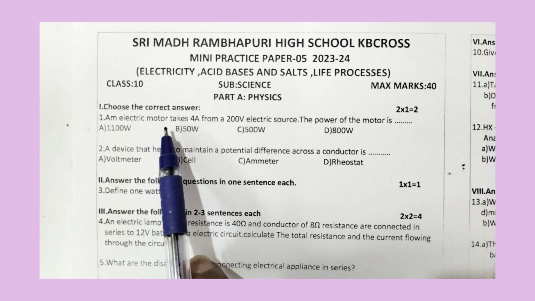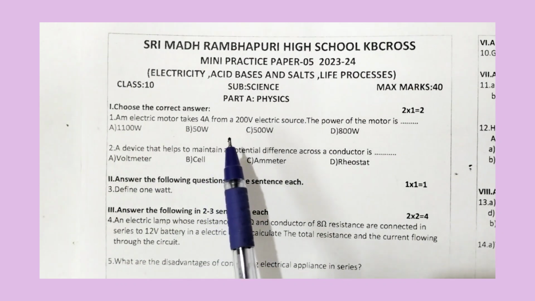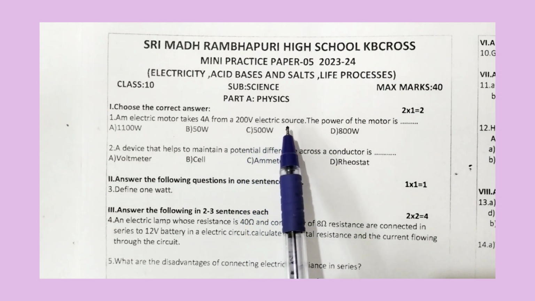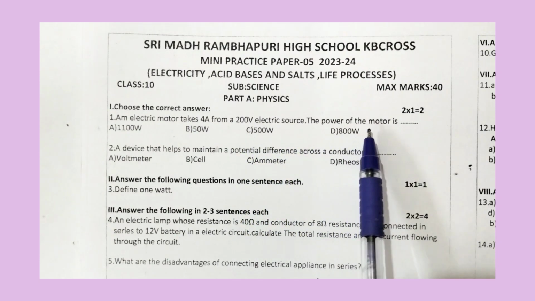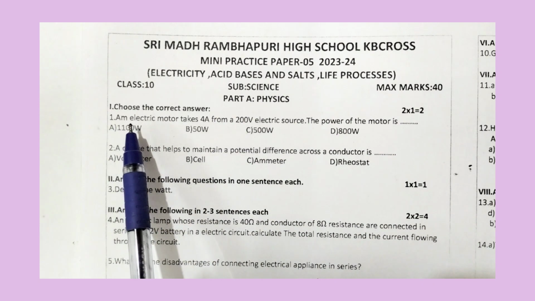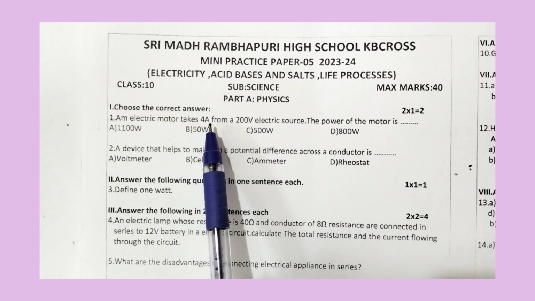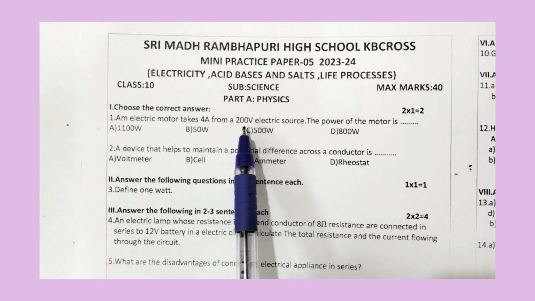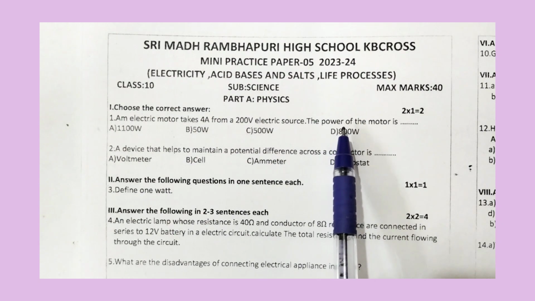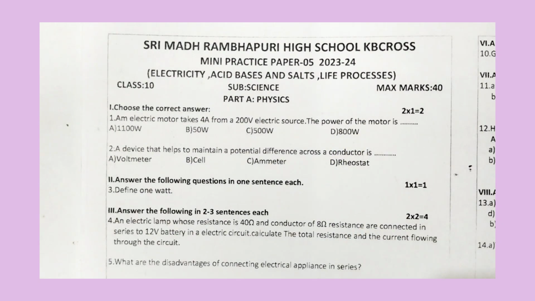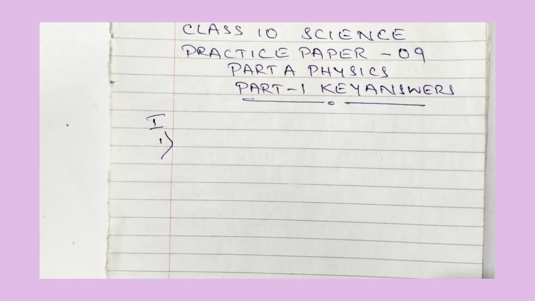An electric motor takes 4 ampere from 200 volt electric source. The power of the motor is dash. So one electric motor is there. It takes 4 ampere of current, and it works at a potential difference of 200 volts. Now we have to calculate what is the power of the motor. So now let us answer this question.